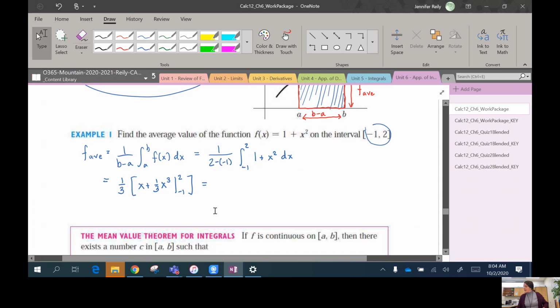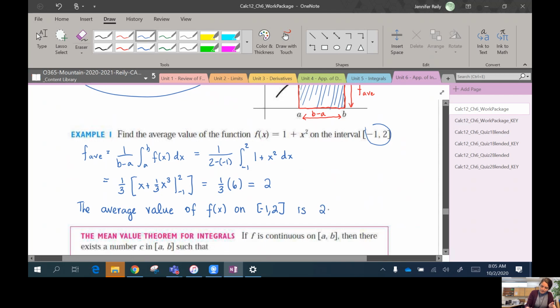And if you plug that in, you get 6. So it's 1/3 times 6, which is 2. So the average value of f of x on -2, which is -1, 2 is 2. Okay, so that's it. It's just applying a formula, so it's pretty straightforward.